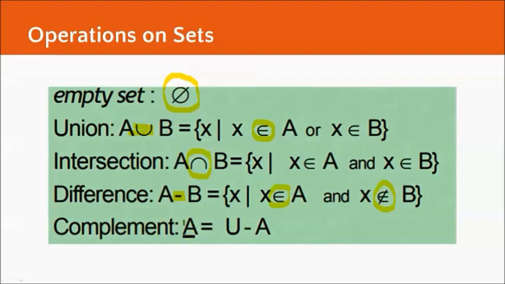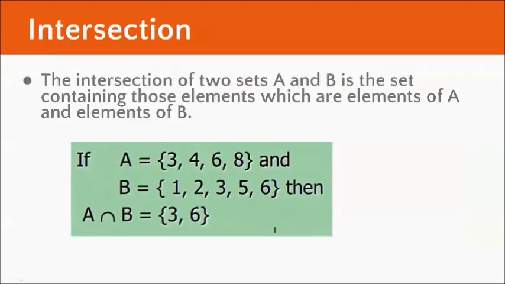Okay? Next, complement. This one is the symbol for the complement. So if you see this symbol, it means complement. Okay. If you remember, we discussed the set theory. The intersection of two sets A and B is the set containing those elements which are elements of A and elements of B. For example, here on the screen, we have A, which contains the set 3, 4, 6, and 8, while B is 1, 2, 3, 5, 6. So what is A intersection B?